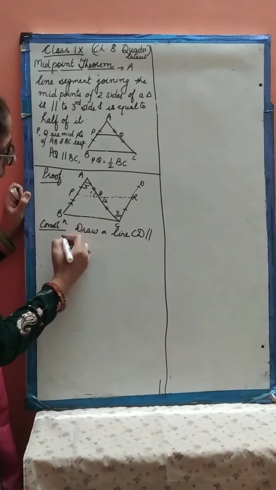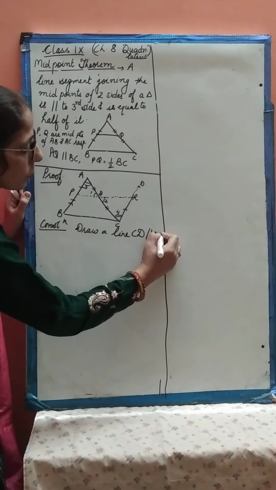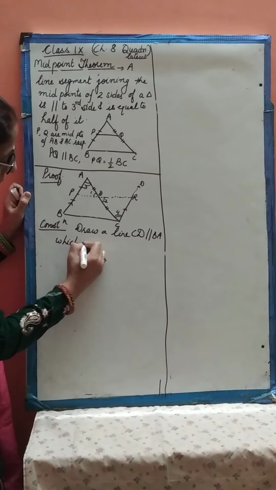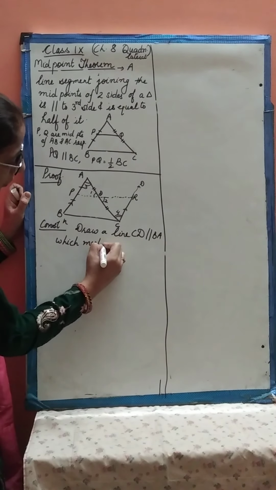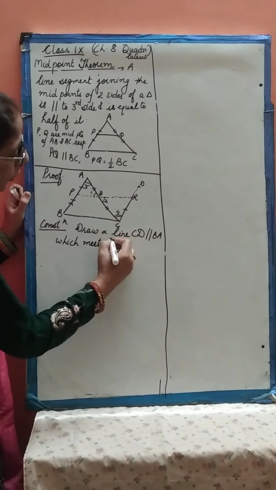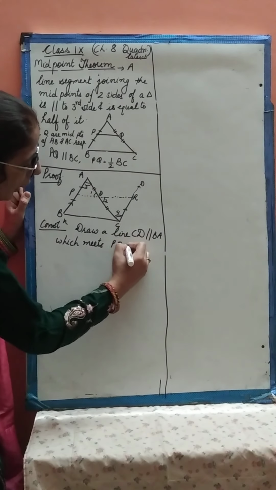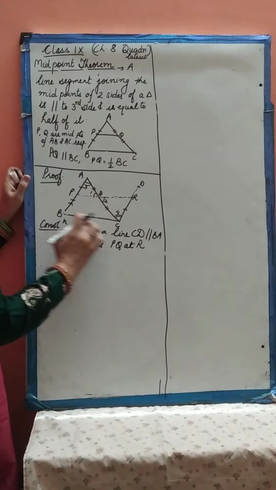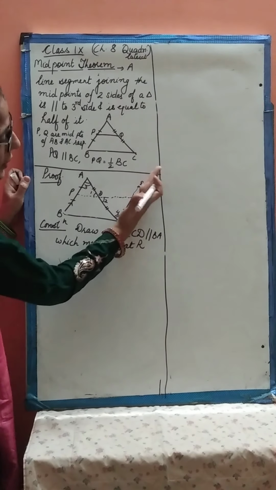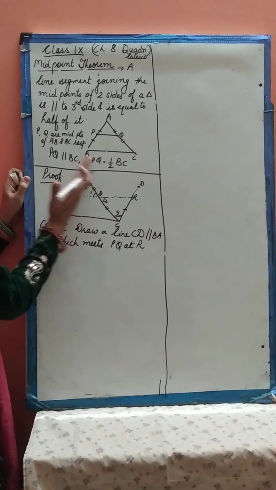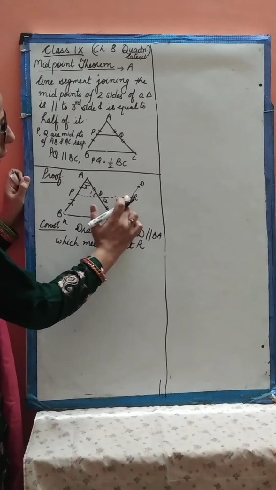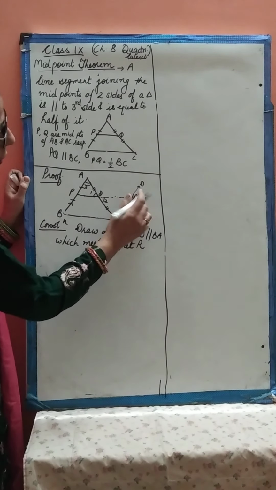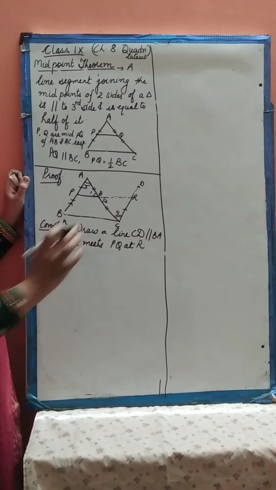parallel to BA which meets PQ at R. Okay, so what is this? I have drawn this line segment parallel to this. Now PQ is extended outwards and this extension is meeting CD at R.